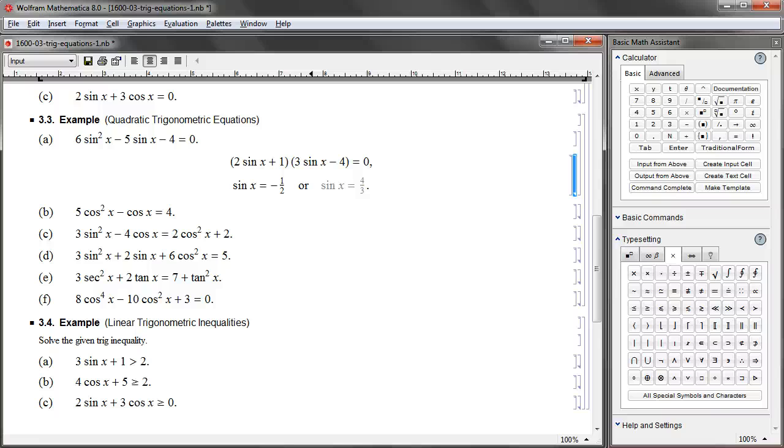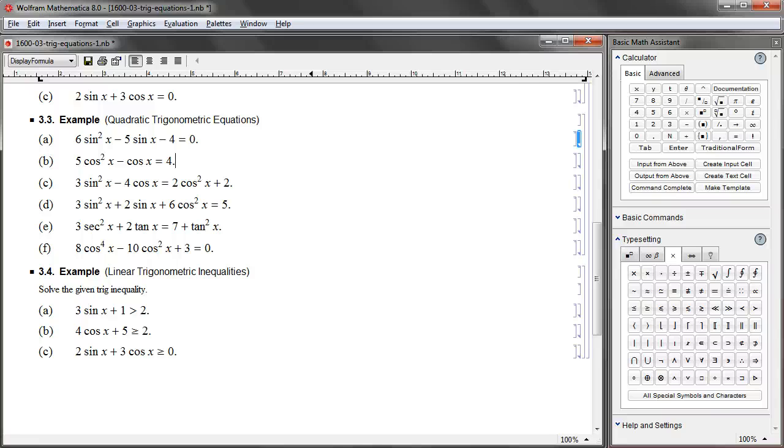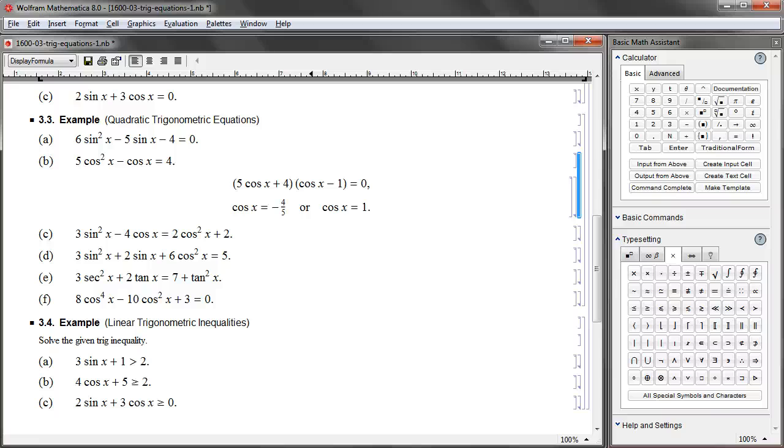Okay, let's go over to a cosine equation this time. And cosine equations are generally easier because instead of pi minus of the solution, we can simply take negative of that. Let's work it out. You can factor the given polynomial equation. 5 cosine squared minus cosine minus 4 is equal to 0. And you can factor like this. I'm going to leave the factorization to you. And then taking the first factor equal to 0, you're going to get cosine of x is negative 4/5.